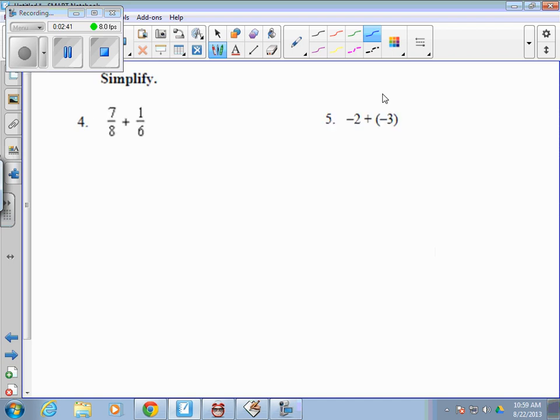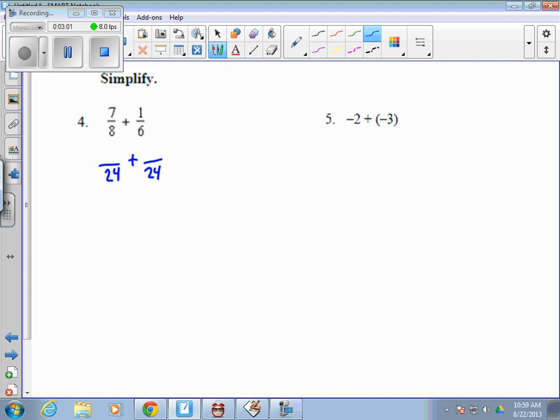Number 4 says simplify 7/8 plus 1/6. Anytime you're adding or subtracting fractions, they have to have the same common denominator. The smallest number that both of these go into is the number 24. Again, if you use one that's too big, as long as they both go into it, it'll be fine. You're just going to have to simplify it at the end.